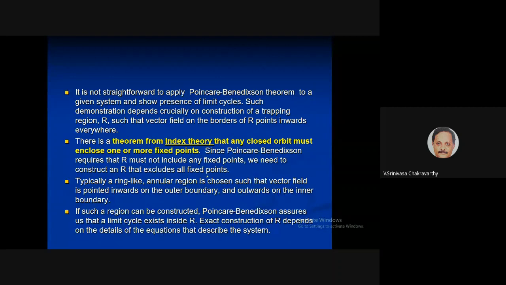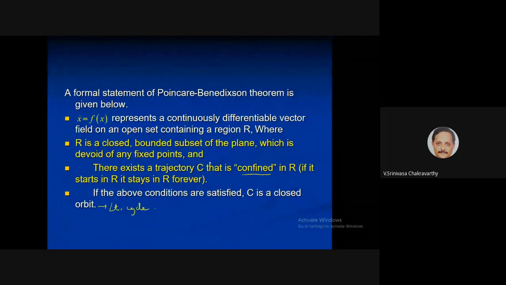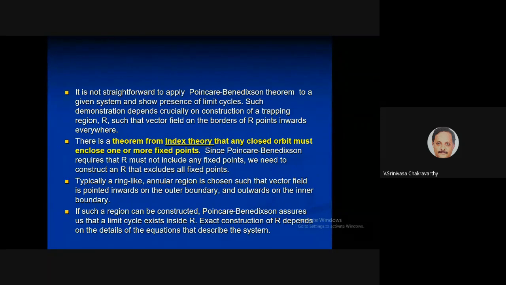I'll give an intuitive description of the theorem and how it can be applied. First of all, one of the conditions is that this region should be a closed bounded subset of the plane, and it's devoid of any fixed points. There should not be any fixed points. But there's a small problem here, because there's another theory called index theory, from dynamical systems, with a theorem that says that any closed orbit must enclose one or more fixed points. So if I have a closed orbit, in this case the limit cycle, there has to be some fixed point inside. You cannot avoid it.